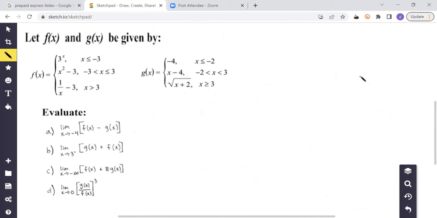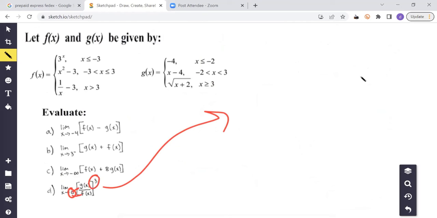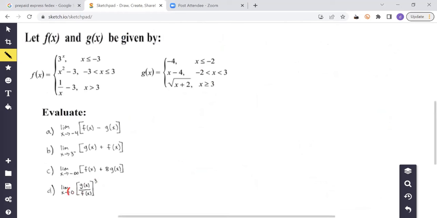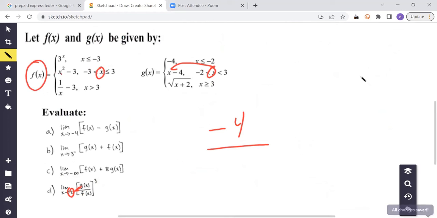Now, for the last one, basically plug 0 into G, plug 0 into F, and then cube it. So let's see. If you plug 0 into G, 0 lives there. And so 0 plugged in here would be -4 above. Now 0 into F. This is F, 0 lives there. So you plug 0 in here, and it's 0 squared minus 3, which is negative 3.